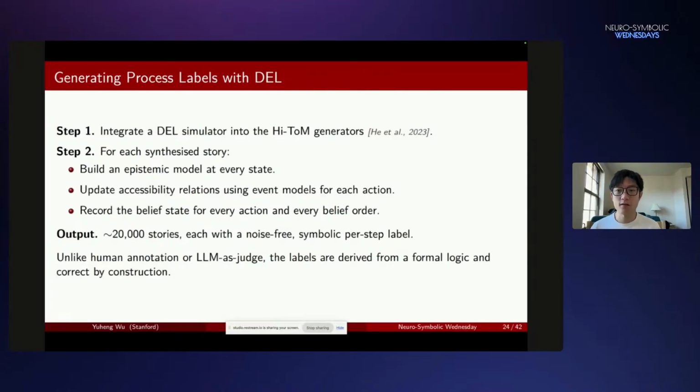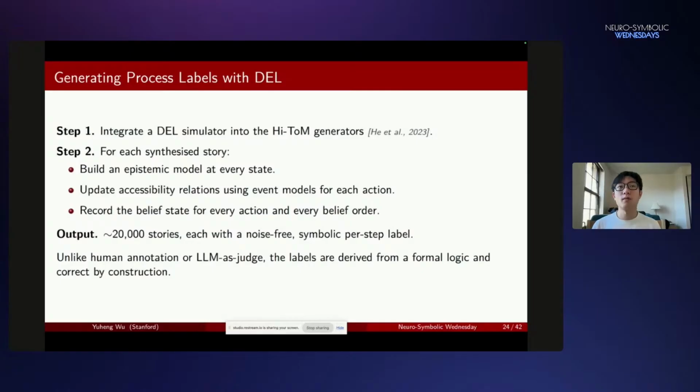And now we can synthesize lots of stories, because we need to train a PBM. For each synthesized story, we build an epistemic model at every state, and we update accessibility relations using event models for each action, and we record the belief state for every action and every belief order. Finally, we get about 20,000 stories, each of them noise-free, with per-step symbolic labels: what the belief is at each step as the story rolls out.